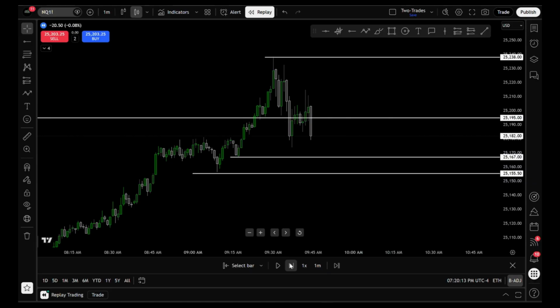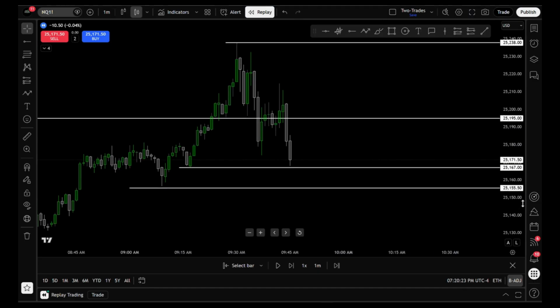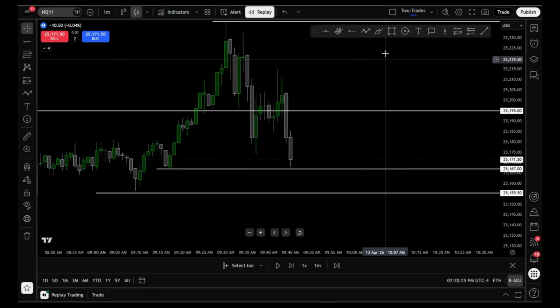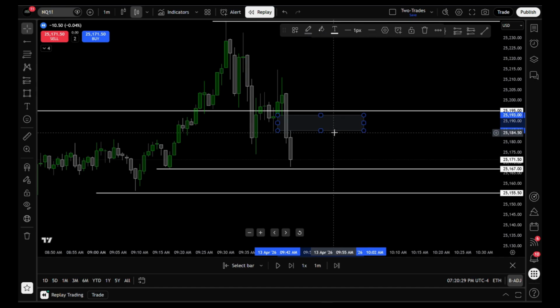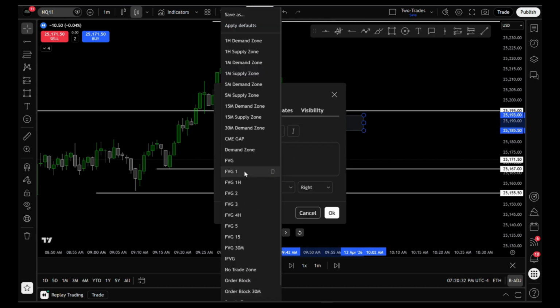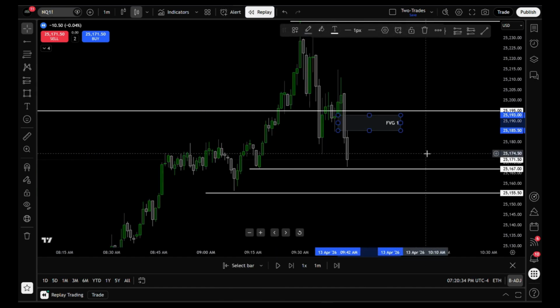Okay, as you can see, the price is just kind of hanging out in this range. And then right here, we do start to come down to grab this liquidity, or this liquidity right here, right? But in that process, what do we have right here? We have a fair value gap. Okay, that's very important. So we'll go ahead and mark that 1 minute fair value gap.